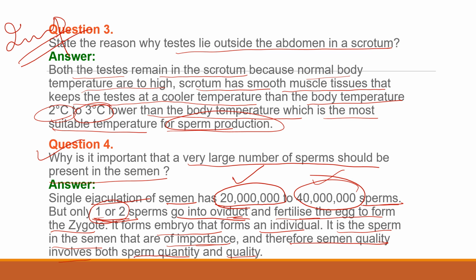So if the semen has a huge number of sperms, 2 to 4 crores, then only 1 or 2 sperm go to the oviduct and fertilize the egg to form an embryo. So semen quality and quantity is of huge importance for fertilization as well as pregnancy. Let us move on to the next question now.